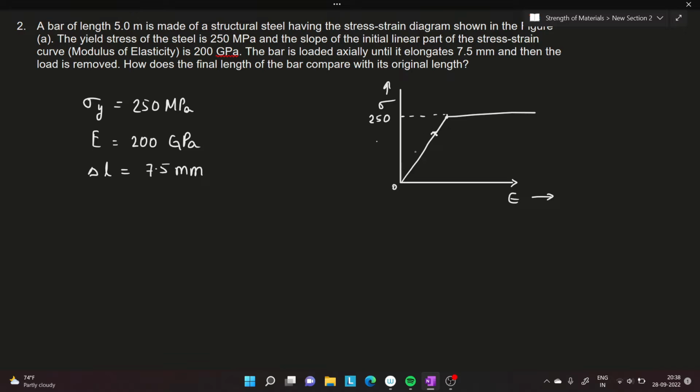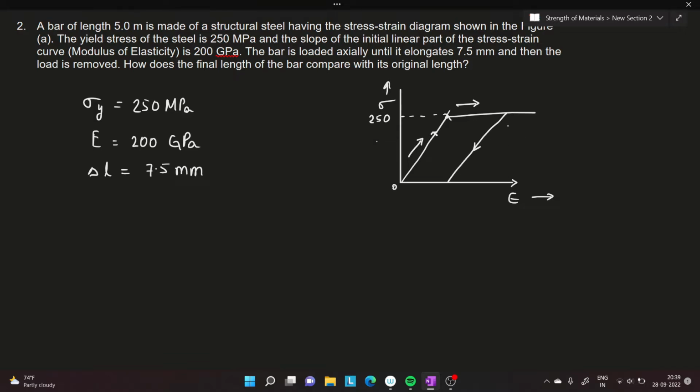Let me assume this is the loading point. After it reaches the yield point, without any increase in the stress, the strain on the material keeps on increasing. That is the graph they have given. The strain continuously increases without any increase in the stress on the material. After some point, we are unloading this particular curve. So we are unloading this back.